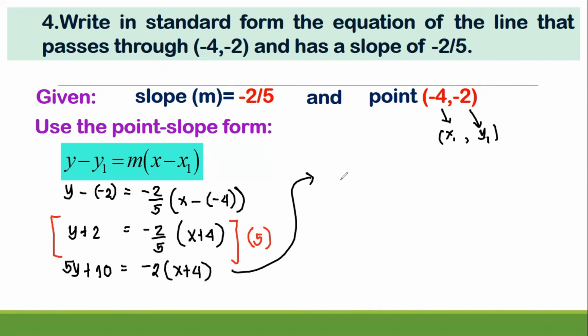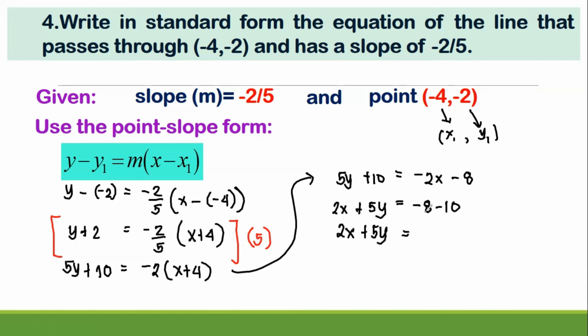Next, we simplify this. We have 5y plus 10 is equal to negative 2 distributed to x plus 4. Negative 2 times x is negative 2x, and negative 2 times positive 4 gives you negative 8. Then convert this into the standard form, ax plus by equals c. So we transpose the negative 2x to the left side of the equal sign, making it positive 2x. Bring down the 5y, and then combine your constant terms. We have negative 8 minus 10. Simplify, we have 2x plus 5y equals negative 8 minus 10, which is negative 18.